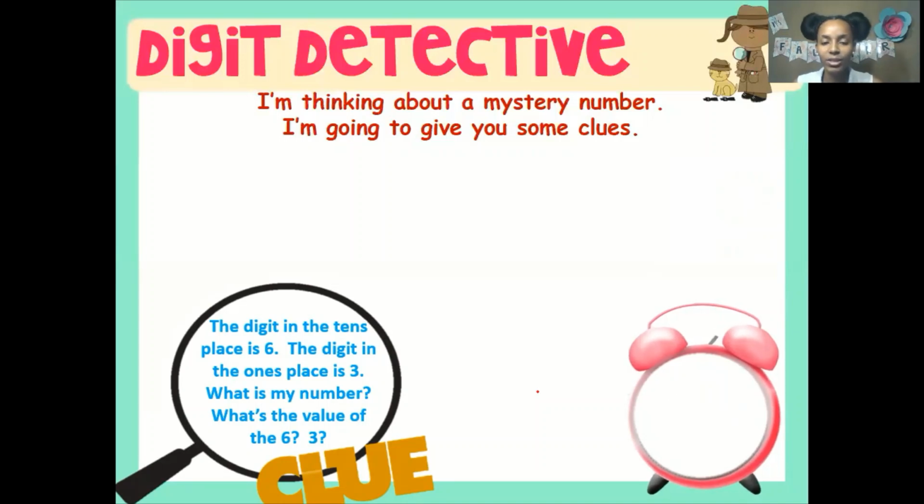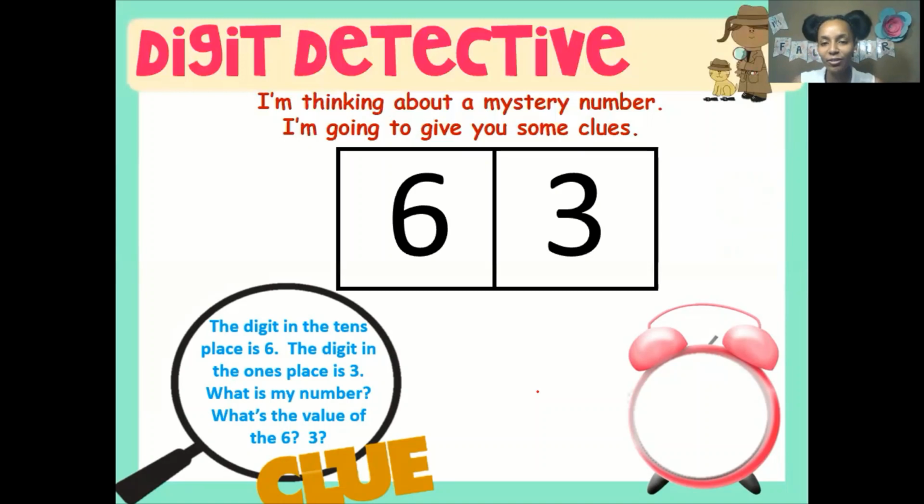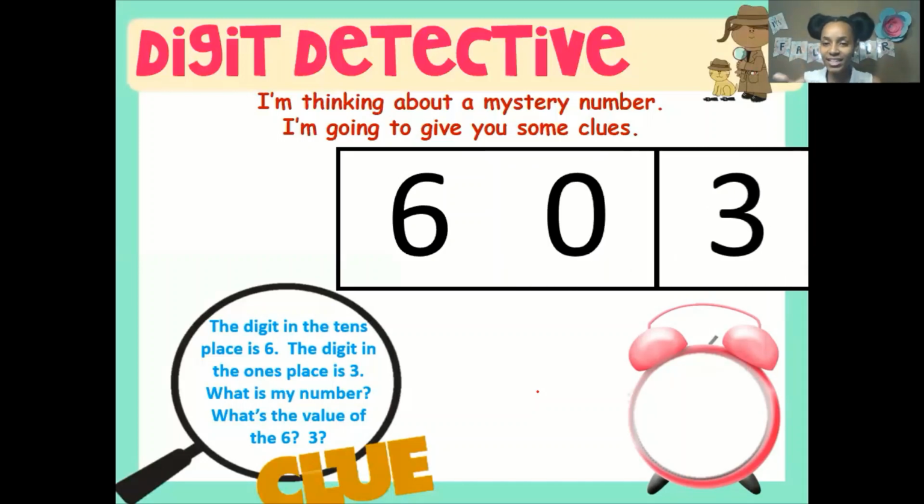All right, time is up. Turn back to me so we can check it together. What number did you come up with? If you said 63, then you're right. What's the value of the 6? 60, got it. And what's the value of the 3? Right, 3 or 3 ones. Perfect. Give yourself 10 bucks if you got it right, or take away 10 bucks if you got it wrong.